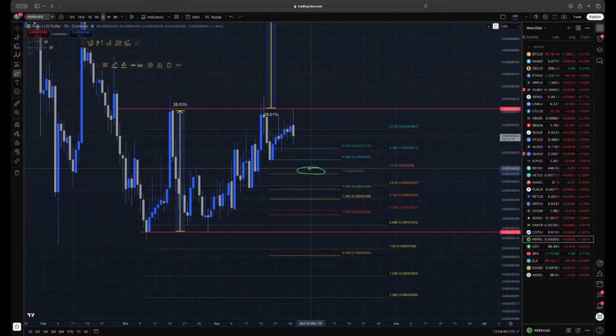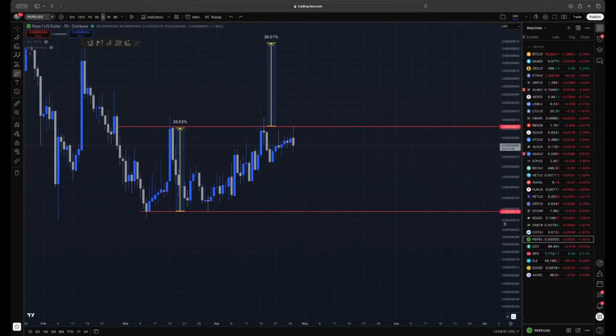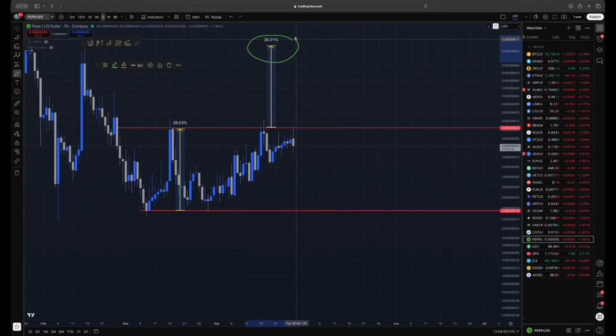If it gives it and we start to form divergences and things are looking good, maybe it gives us the next leg to the upside, but we'll have to be watching. I already own some spots, so I'm just going to keep holding on to that PEPE spot and keep looking for that 26% target for right now.